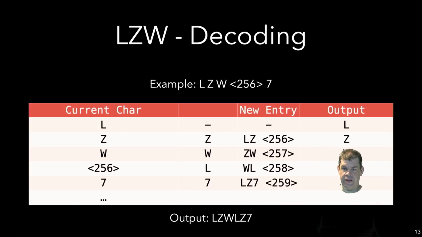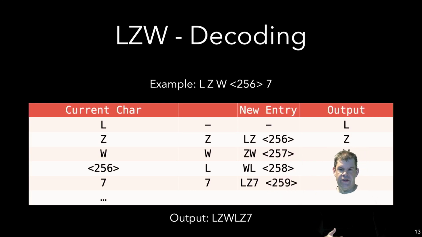Let's look at that. So let's look at the receiver side. What do we receive? Well, we receive LZW256,7. Of course, LZW and 7 are also encoded as their ASCII codes, but I wrote them here as characters. Let's see if we're able to decode the whole thing to recover the original LZWLZ7 sequence. And indeed, we can. So we start with the L, just an L, so we'll output that.